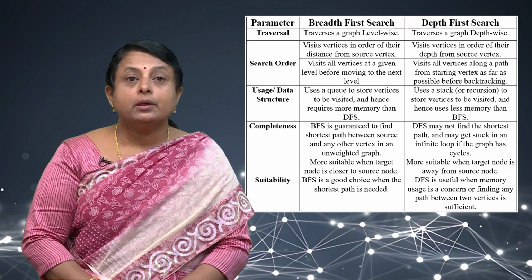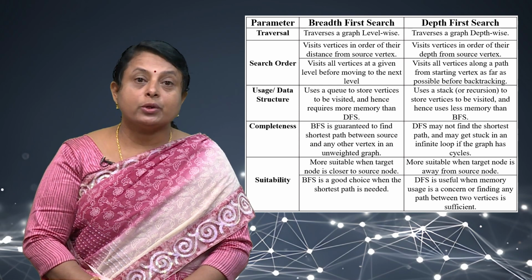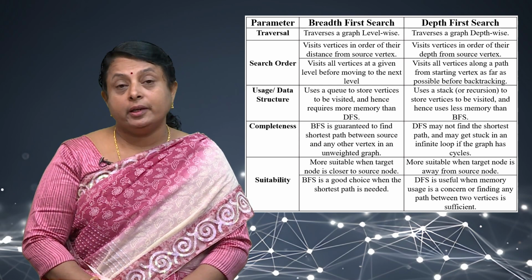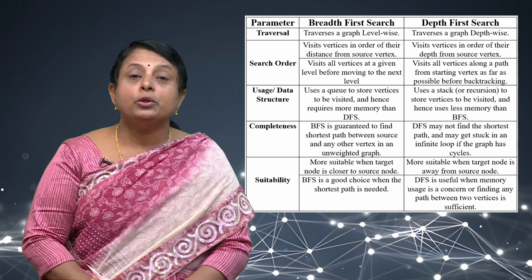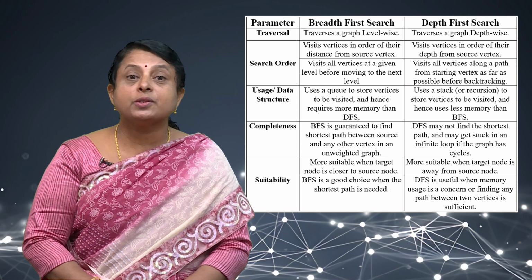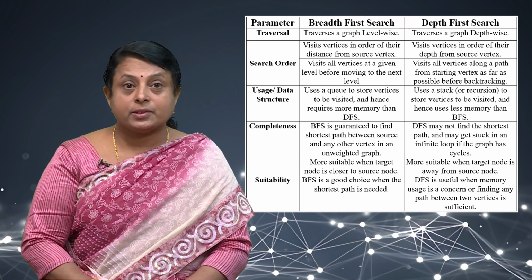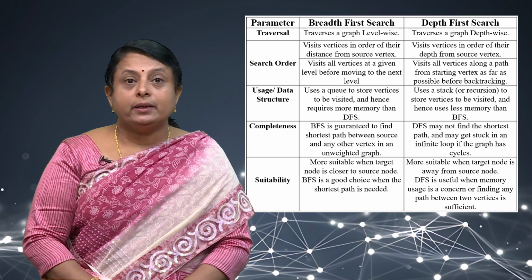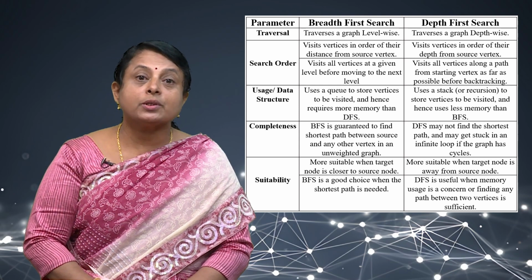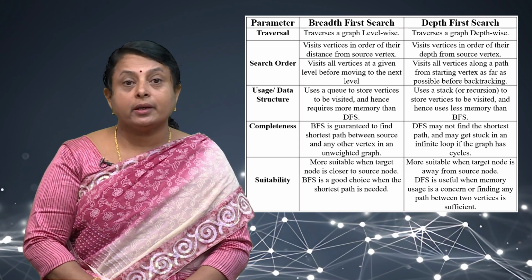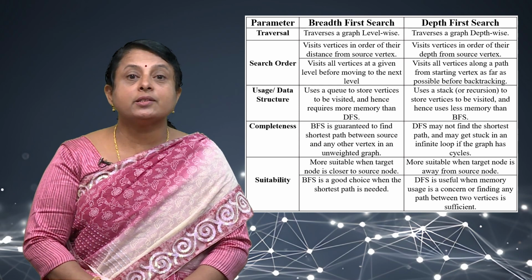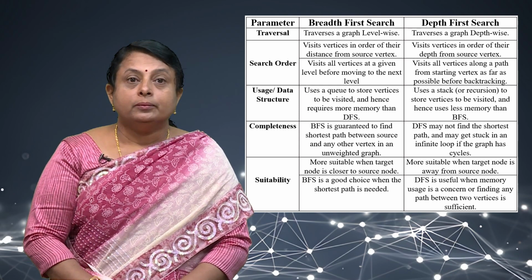Usage of data structure. BFS uses a queue to store the vertices to be visited and hence requires more memory than DFS, whereas DFS uses a stack to store the vertices to be visited and hence uses less memory than BFS. Completeness. BFS is guaranteed to find shortest path between source and any other vertex in an unweighted graph. DFS may not find the shortest path and may get stuck in an infinite loop.